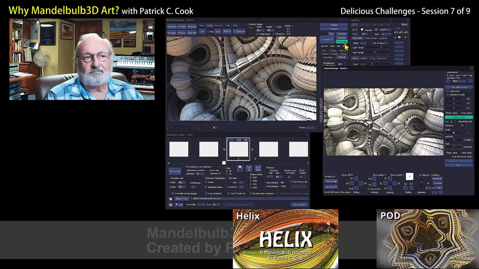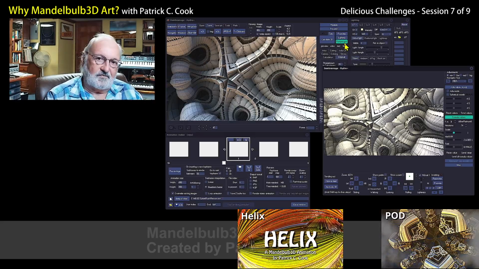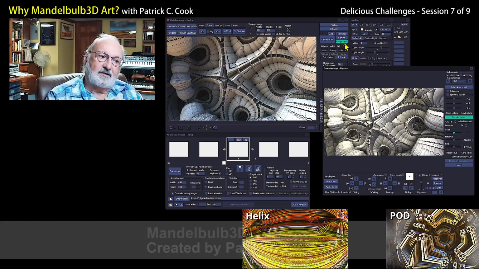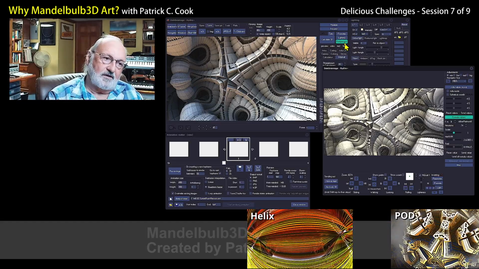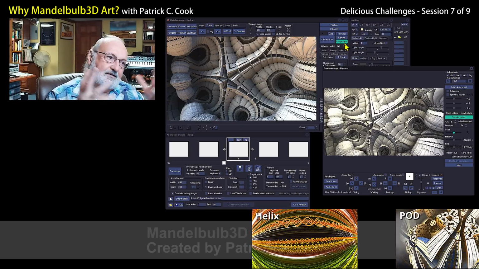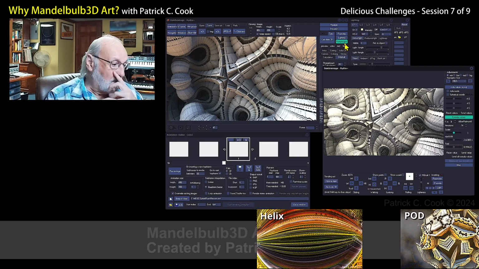Most of my Mandelbulb graphics no one ever sees. I've just got hundreds of them that are put aside, that I had a good time creating. No one will ever see them. The only ones that anybody ever sees are the ones that I want to share.